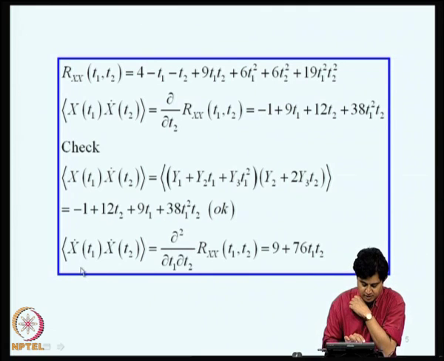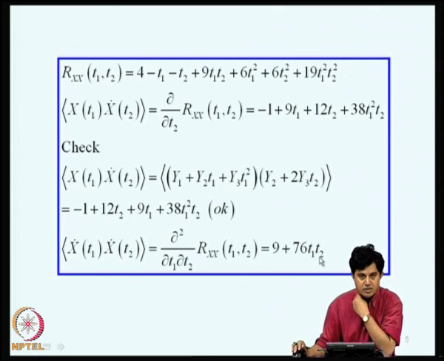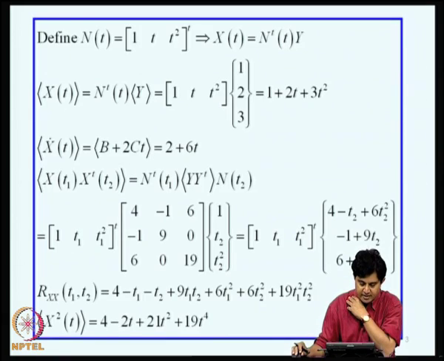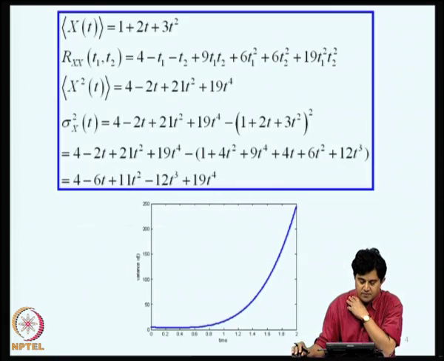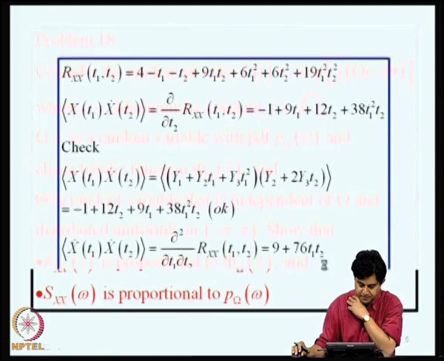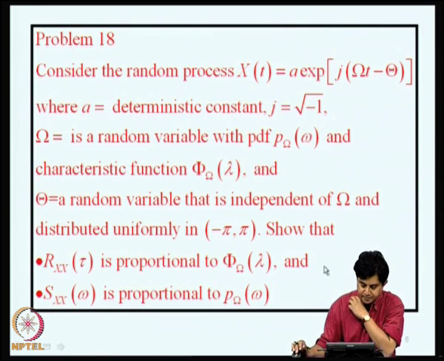Similarly, we can find out now the autocorrelation of the derivative process by differentiating the autocorrelation function of x of t with respect to t1 and t2, and we get this function. So, this completes the solution to the problem. This helps you to manipulate simple properties of random processes, first and second order properties.